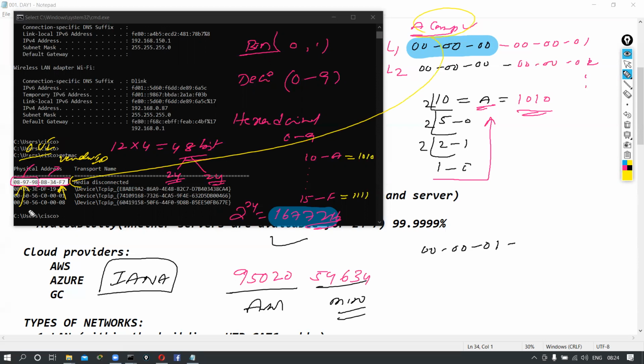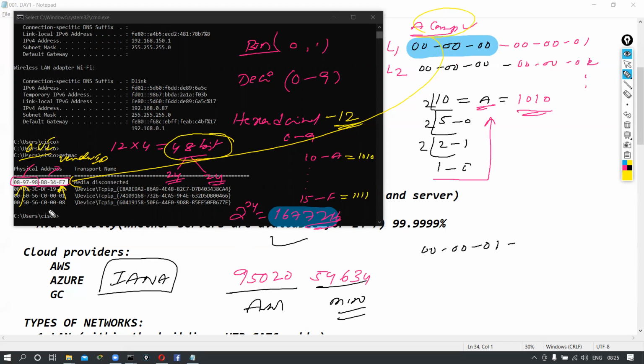Clear now? That means the MAC address has been divided into two parts. First one is called what? OUI field, organizational unique identifier. What is that? Organizational unique identifier. Remaining, what? Vendor ID. Clear now? Any question, guys? That means totally you need to remember only one thing: in binary, 48 bits. In hexadecimal, it will be 12 hexadecimal characters. Clear now?